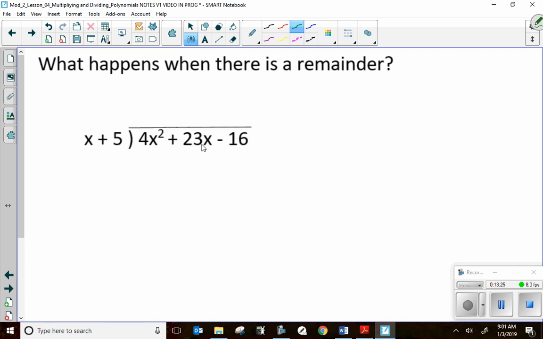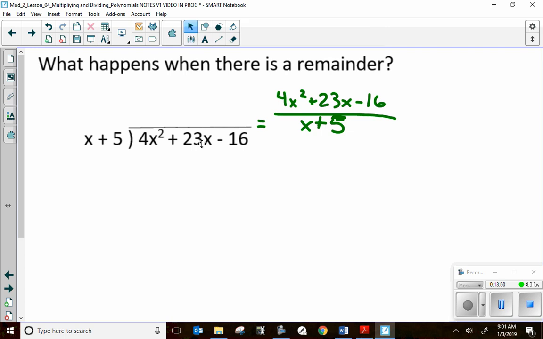First off, you should realize this is the same thing as saying 4x squared plus 23x minus 16 divided by x plus 5. Okay? If you went ahead and did this on your own, you would realize that the bottom right-hand corner does not match. So wait for me to get there, all right? So I'm going to set this up. I realize right off the bat there are no missing terms. I know this is going to be too tall. X and a positive 5.